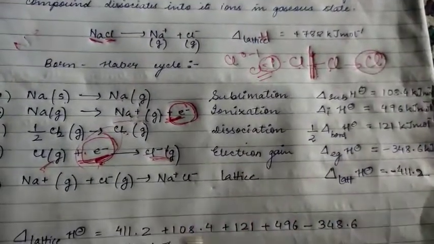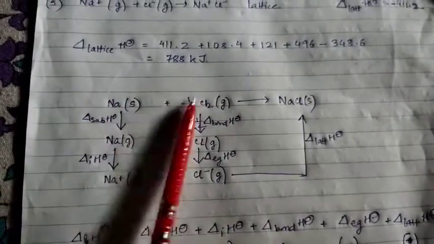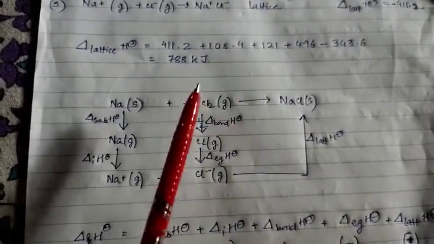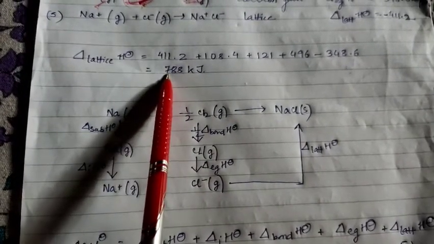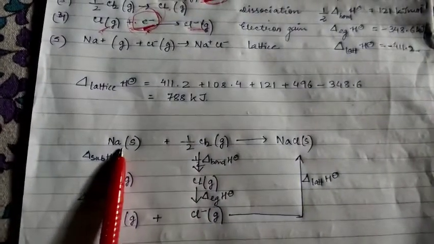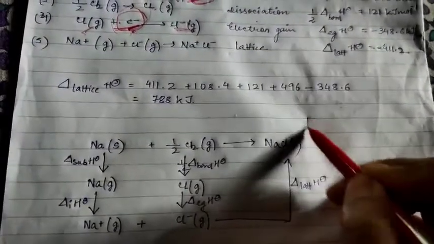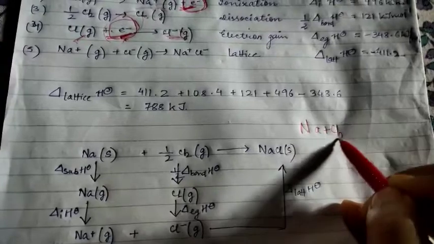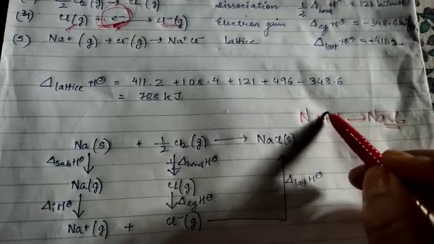So you will be given all the values, and you can calculate it by using Hess's law. If you use Hess's law here, you have to add up all the values here. So you will obtain 788 kilojoule. Now the same process, these 5 steps are given here. First of all, you see sodium plus chlorine gas will give us sodium chloride, but one Cl is there, so it will be half of Cl2.